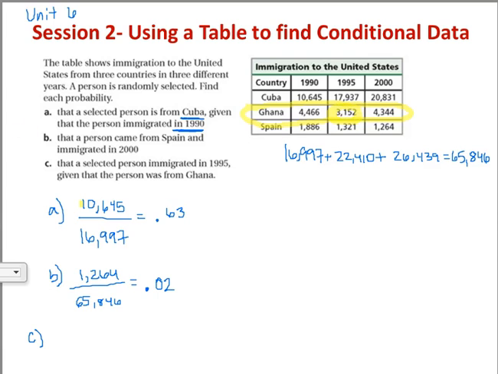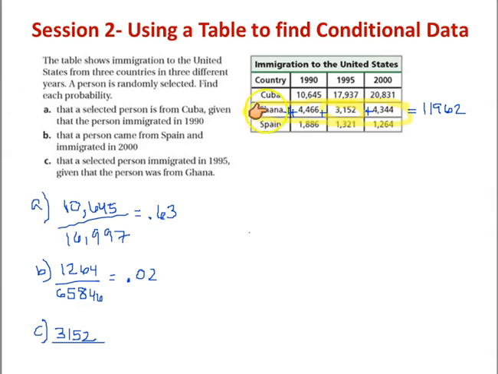So that's going to be our numerator right here, where the number of people from Ghana in 1995 would be 3,152. So that's going to be our numerator, 3,152. Then again, because it says given the person's from Ghana, we want to find the total number of people that immigrated from Ghana. So add all those numbers up in the Ghana row. So 4,466 plus 3,152 plus 4,000.